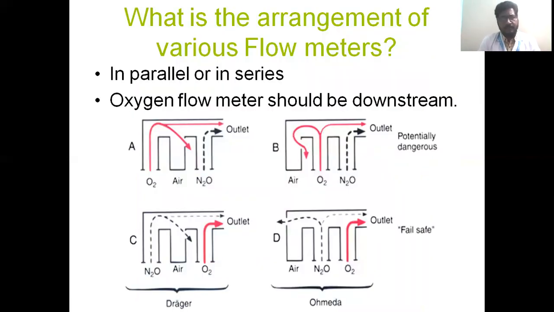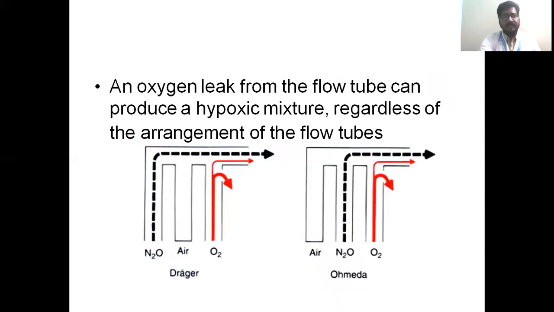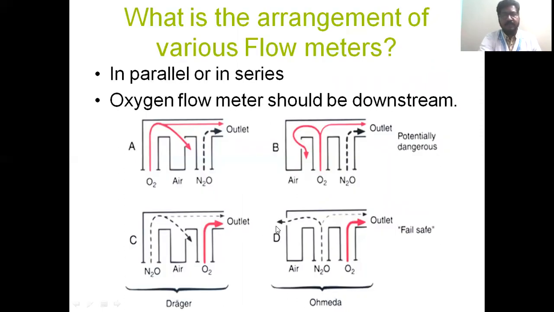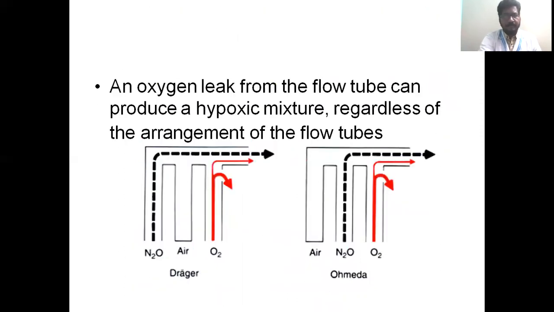How are the flow meters arranged? They are arranged in parallel or in series, and the oxygen flow meter should be downstream to the other flow meters. Why should the oxygen flow meter be downstream? Because if there is any oxygen leak from the flow tube, it can produce a hypoxic mixture regardless of the arrangement of the flow meters. The red color is the downstream location of the oxygen.